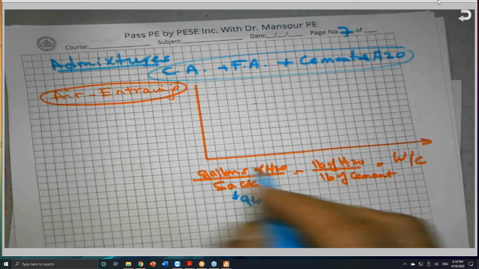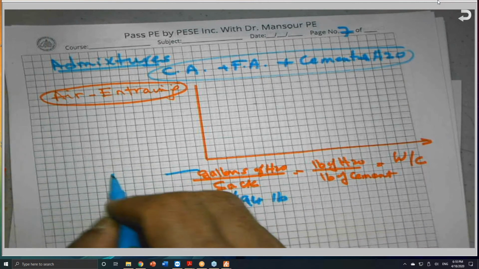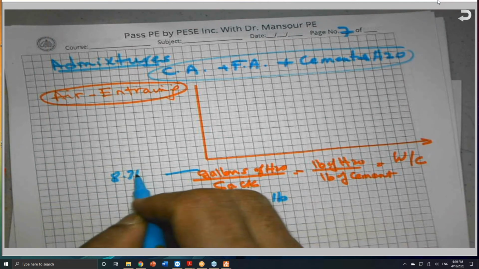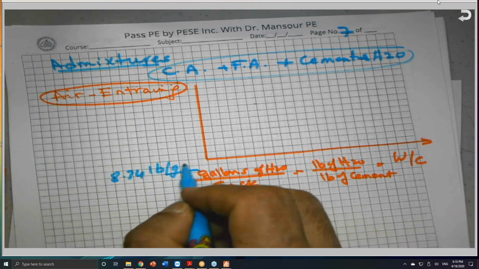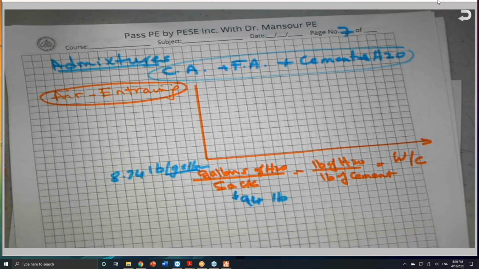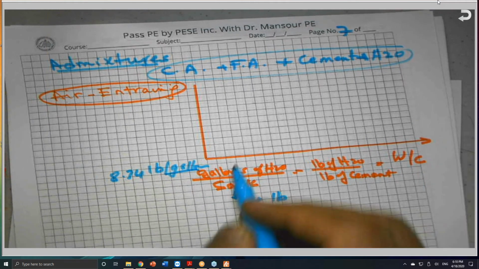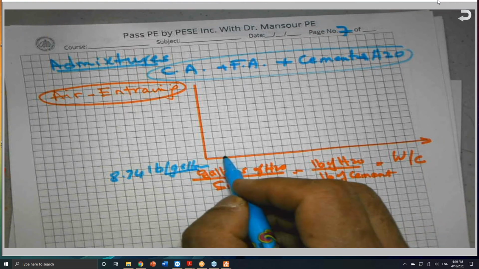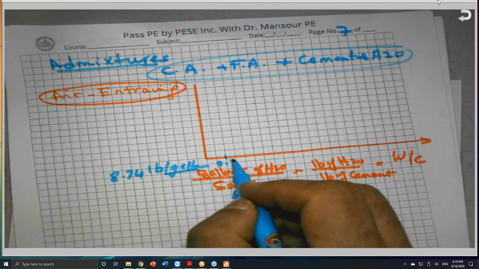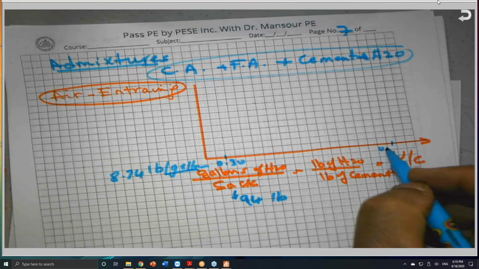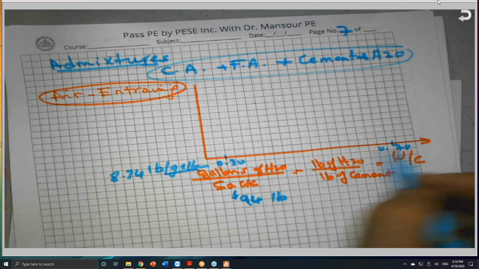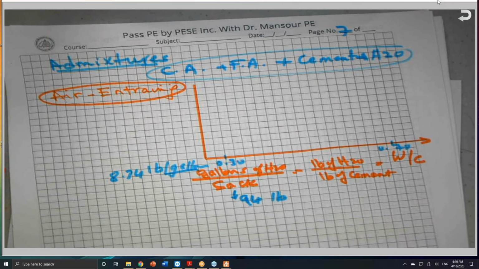And a gallon of water, we take it as 8.34 pounds per gallon of water. So the x-axis is the water cement ratio. It can go as low as 0.30 here, and it can go as high as 0.7. This is a very low water cement ratio. So there are two curves.